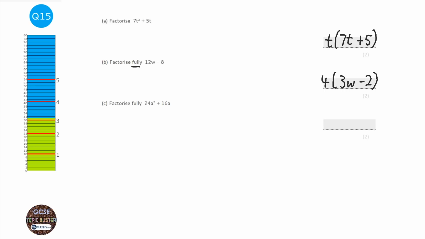Right, the last one, there's a number and a letter. So I'm thinking the number of 16 and 24 would be 8, and the letter would be A. Okay, so there's two things that we're dividing out this time. So I'm going to have 8A on the outside. So I figure out, what do I times 8 by to get to 24? Well, that's 3. And what do I times A by to get to A squared? Well, that's going to be A. What do I times 8 by to get to 16? 2. And what do I times 2 by to get to 16A? So it's just going to leave it because the A is on the outside of the bracket. So A times 2 is 16A, so I don't need an A there.